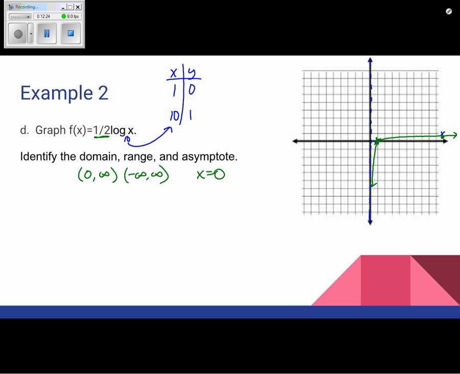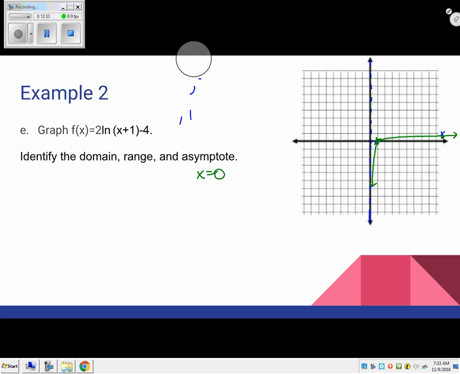I'm going to let you try this one. I'll tell you what, just go ahead and take this one as far as you can, and then I'll graph the parent function, and we'll see if we can work it together from there.